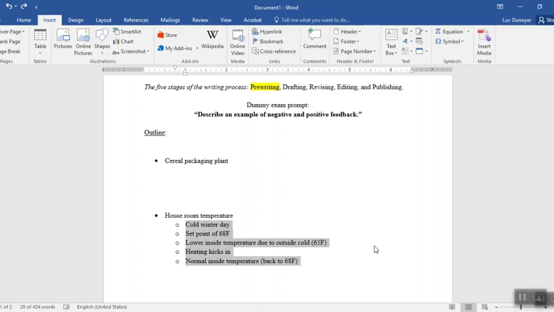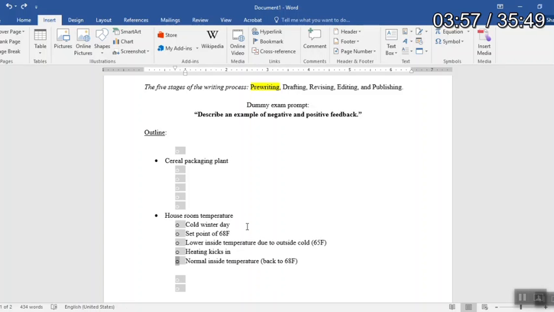So let's start with the house room temperature. The house room is the negative feedback, and the cereal packaging plant is the positive feedback. So in the case of house room temperature, I've got listed here some different points. I want to talk about the cold winter day, the set point of 68 Fahrenheit, how the temperature inside is lower due to the outside cold, and then the heating kicks in and normal inside temperature goes back to 68 Fahrenheit. Okay, fair enough. That's just a normal thermostat, right?